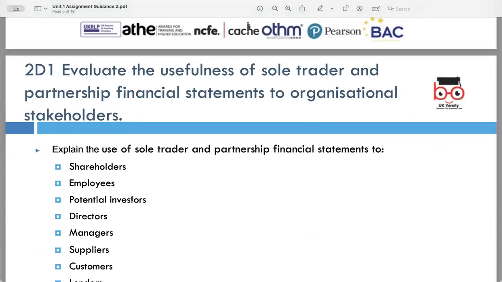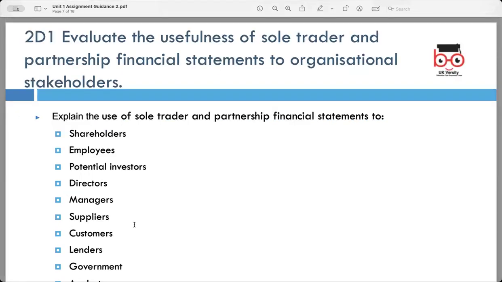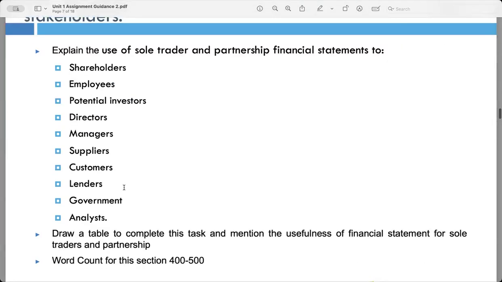Next, we are coming to evaluate the usefulness of sole traders and partnership financial statements to organizational stakeholders. This task requires an evaluation of how financial statements are useful to various stakeholders, such as shareholders, employees, potential investors, directors, managers, suppliers, customers, lenders, government, and analysts.